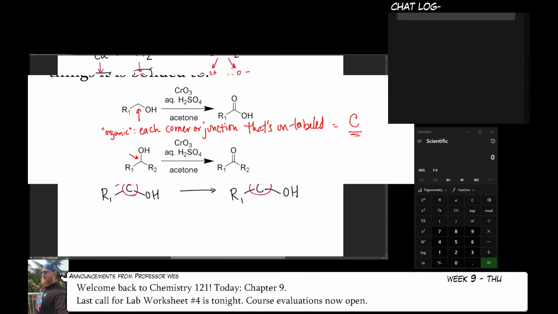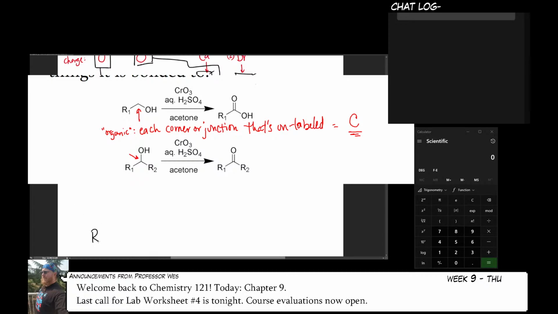If I go to the next one down here, where it says R1, R2, there's my structure, where that red arrow is pointing. Well, I only have 3 things bonded here, so I need a 4th one. And that's going to be my hidden H.